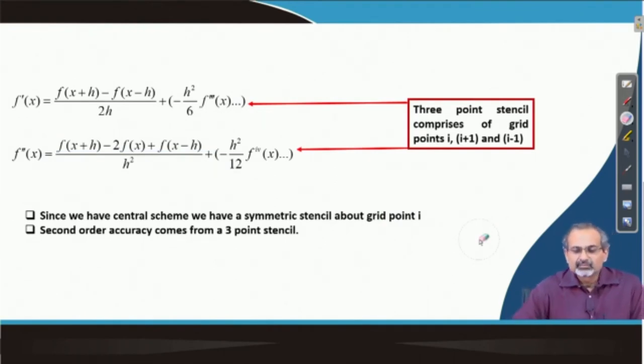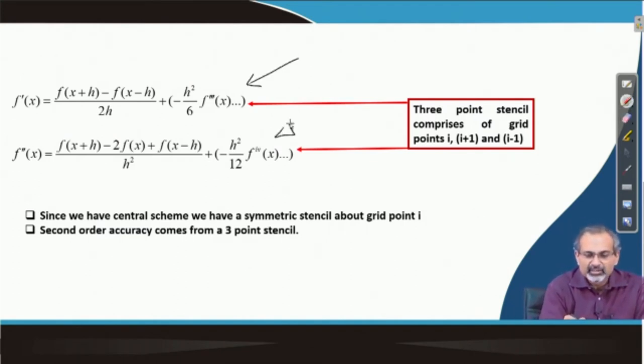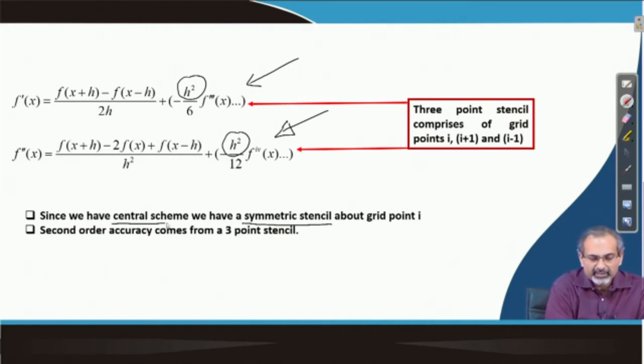Before we do that, let us once again review the finite difference expressions that we have worked on till now. When we worked on the first and second derivatives using a 3-point stencil, we have seen that the reference grid point was I and we had taken 2 points, I plus 1 and I minus 1 on two sides of that point, and that helped us to come up with these two expressions for the first and second derivatives through the Taylor series approach, and both of them turned out to be second order accurate approximations. So, we once again note that in central schemes, we find symmetric stencils being used about the grid point I, and the second order accuracy came from a 3-point stencil.